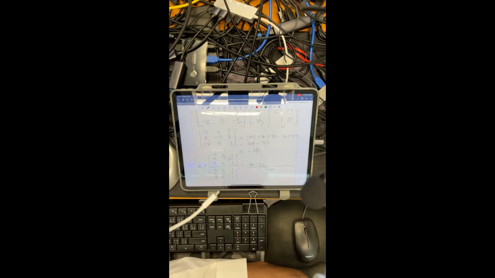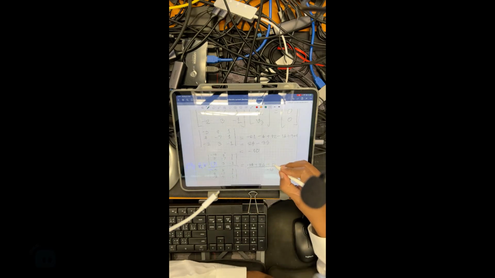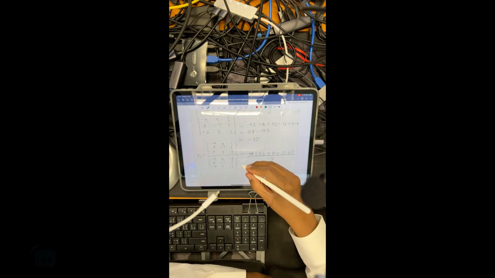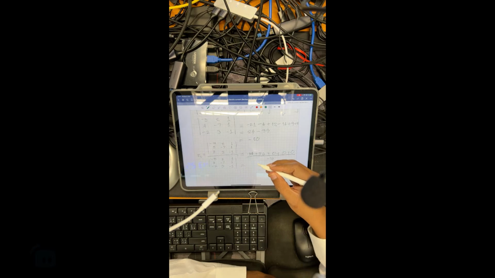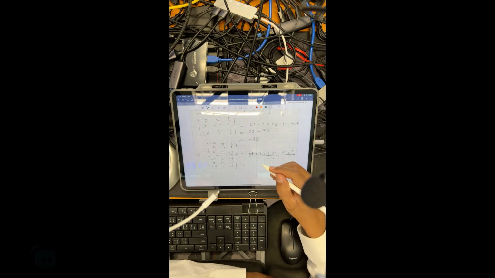And what else? Nothing, 0, plus 36. And this one, minus 1, 0, 2. So it's 0, right? Plus 0, plus 0, plus 0, right? And we're gonna have here the result is negative of 8 or something 8.